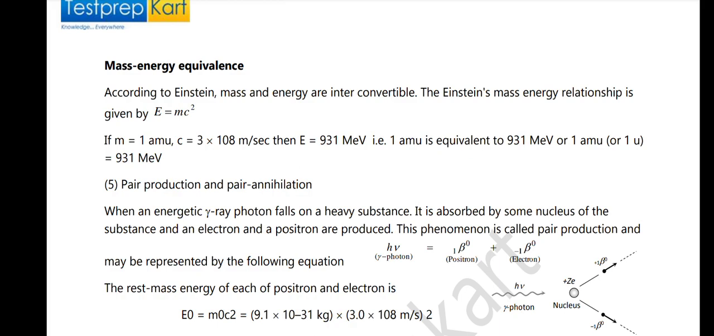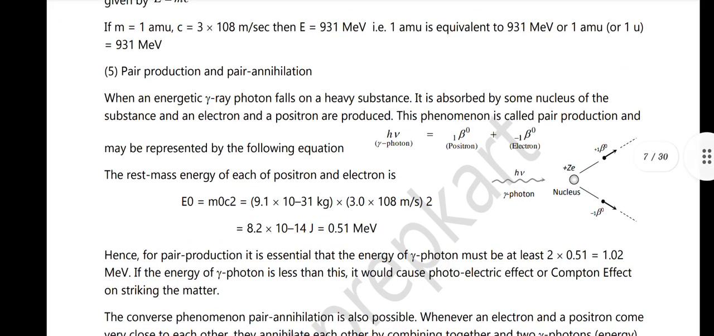Next is pair production and pair annihilation. When a high-energy photon falls on a heavy substance, it is absorbed by some nucleus of that substance, and an electron and a positron are produced.